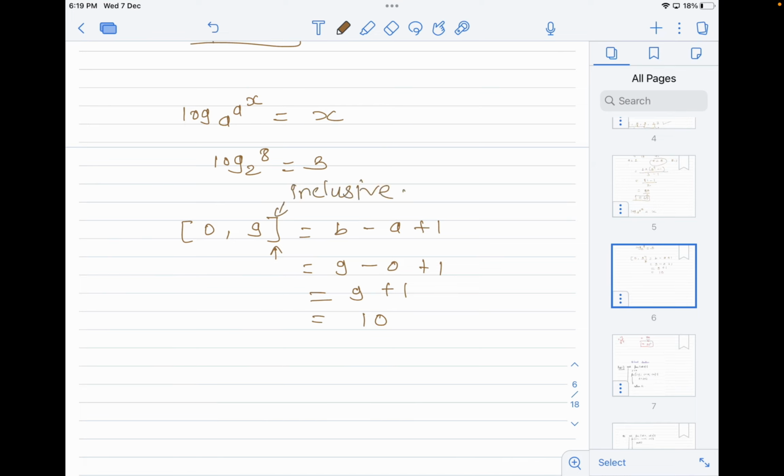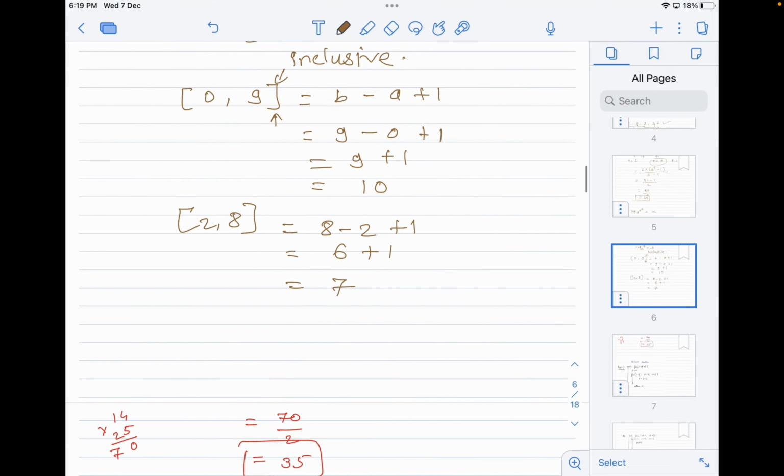Inclusive means when square brackets are there, so it is nothing but inclusive. So let's talk about 2 to 8. 8 minus 2 plus 1 is equal to 6 plus 1, which is equal to what? 7 numbers. 7 numbers are there. Okay, so this is very basic.